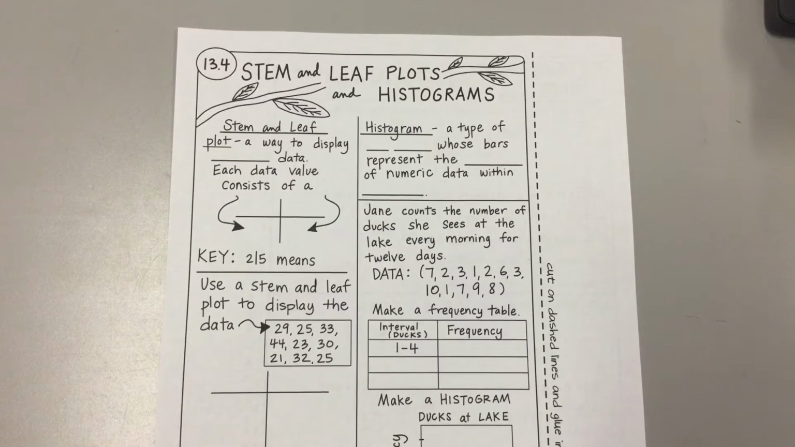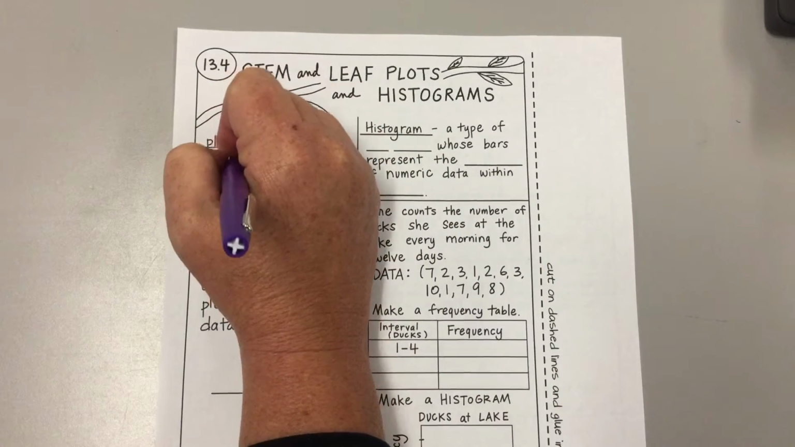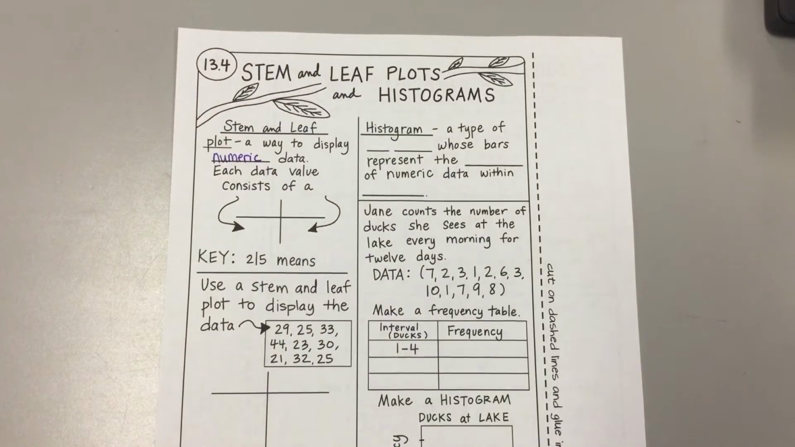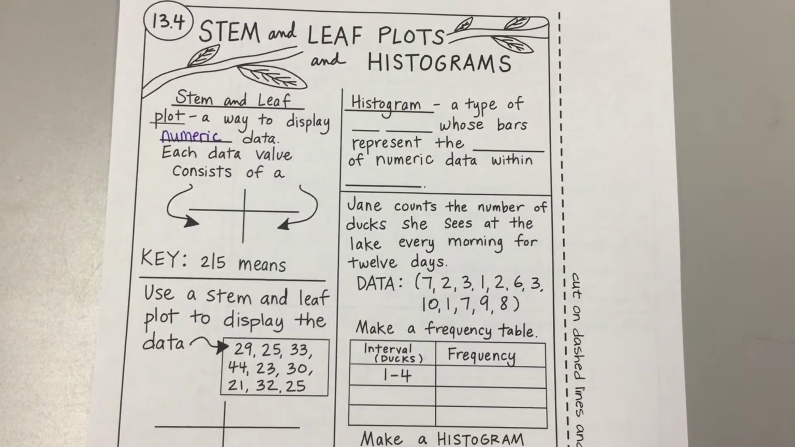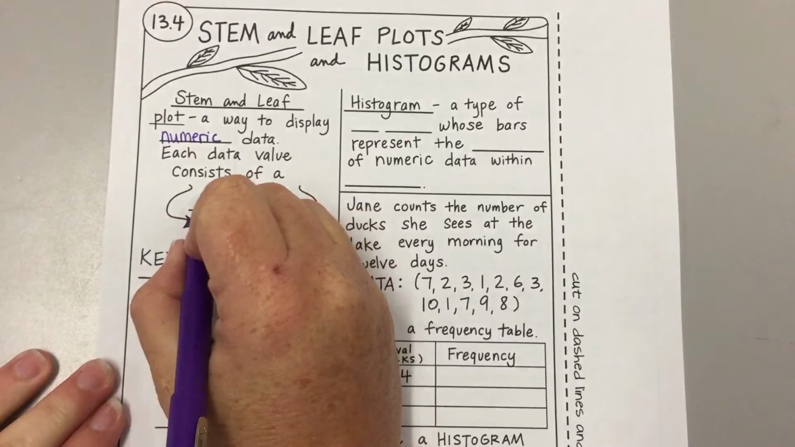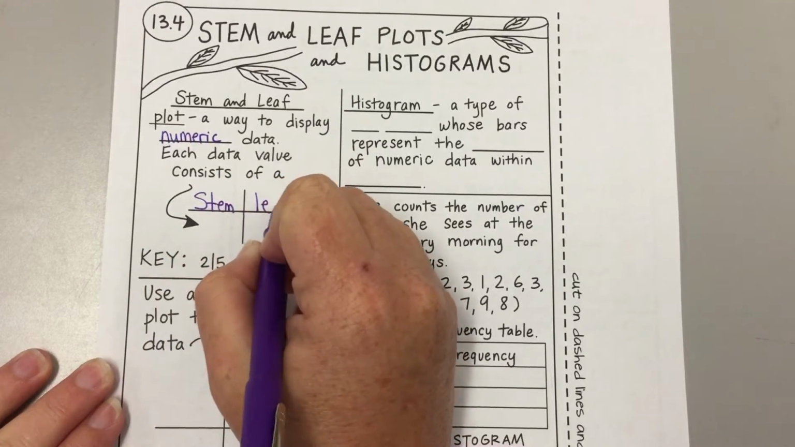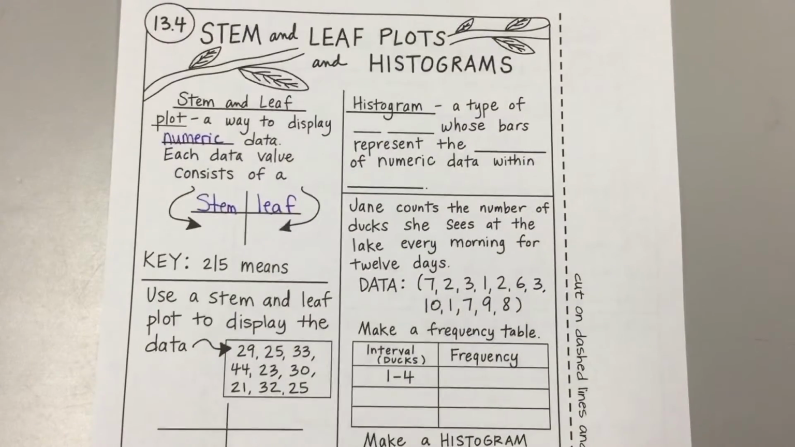Okay, anyways, so a stem and leaf plot is a way to display numeric data. Numeric means that it has to be numbers, right? Let me zoom in a little bit for you. All right, numeric data. Each data value consists of a stem and a leaf. Hence the word stem and leaf plot.